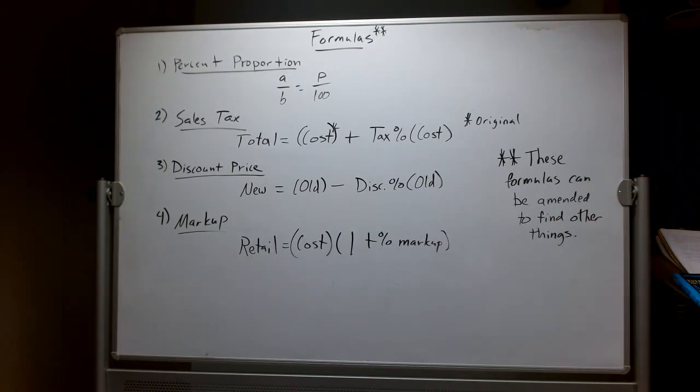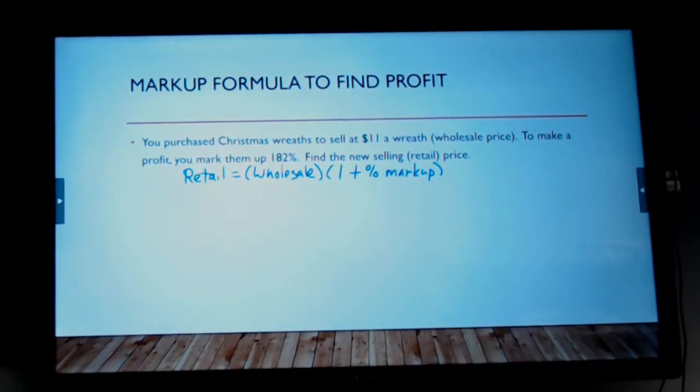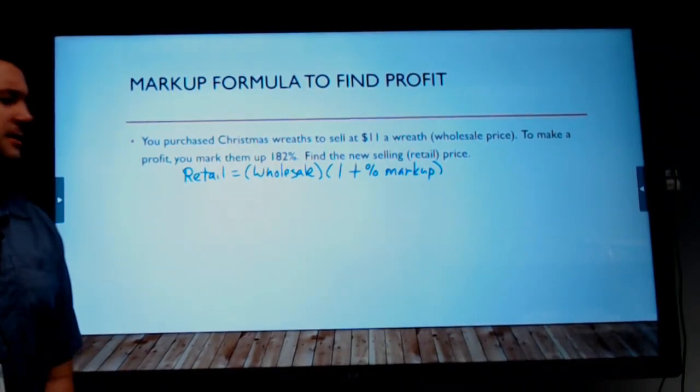So retail is equal to, could say cost, or in this case, it could say wholesale. Cost is just a shorter word. Times 1 plus the percent markup. Now, I'm not going to keep writing markup through each step because I think that might have confused us a little bit last week, so I'm just going to use the percent. And it'll make sense at the end.